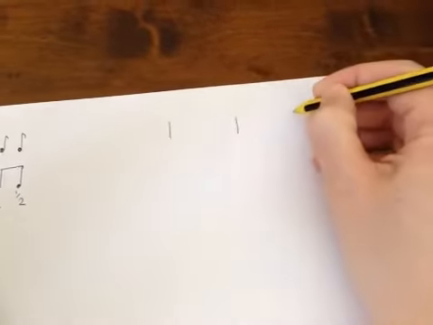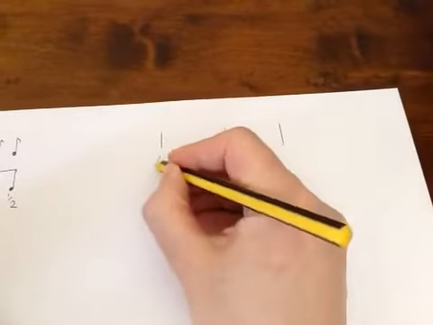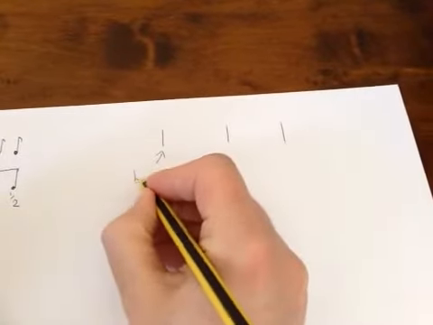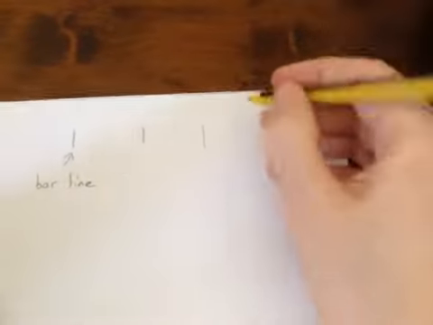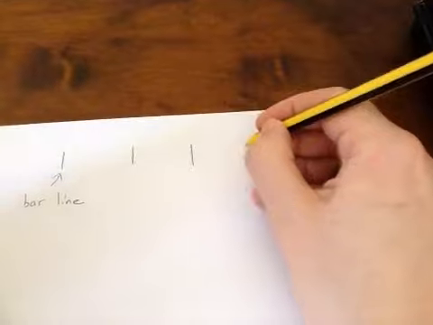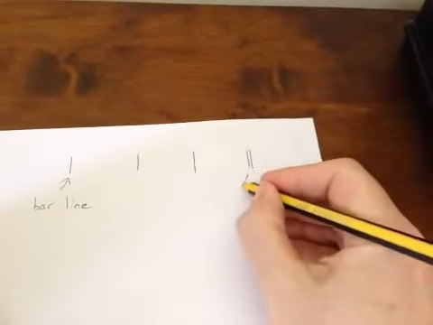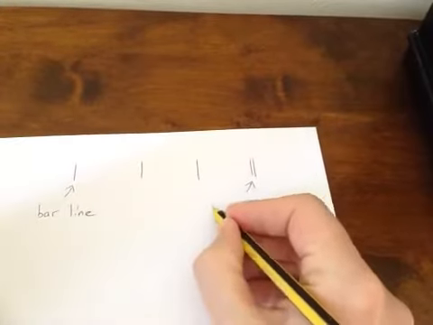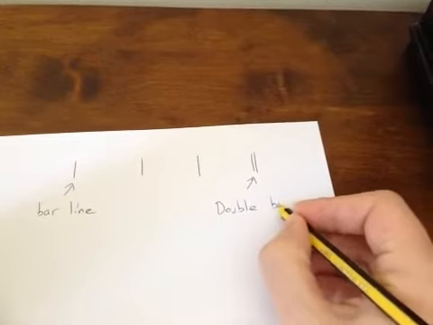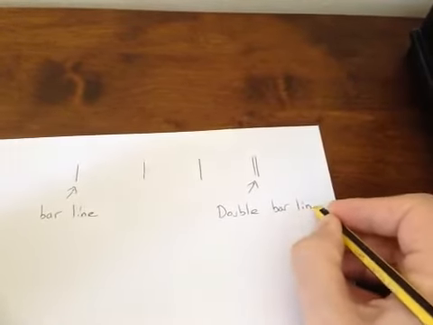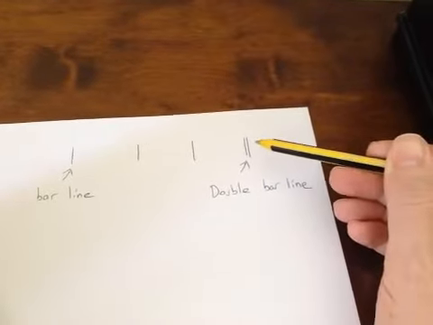When you write music down, every so often you get a line like that, and that's got a very special name. That line is called a bar line, and sometimes you will see two lines close together like that, and that's called a double bar line. When you see a double bar line, it means that you've come to the end of your piece.